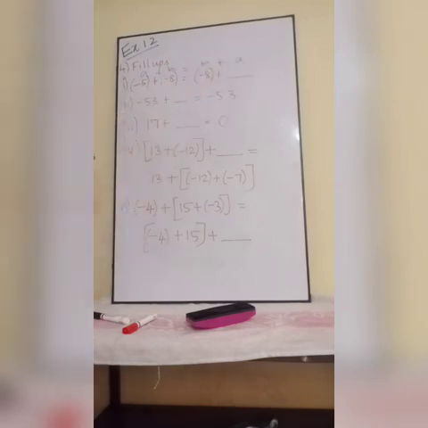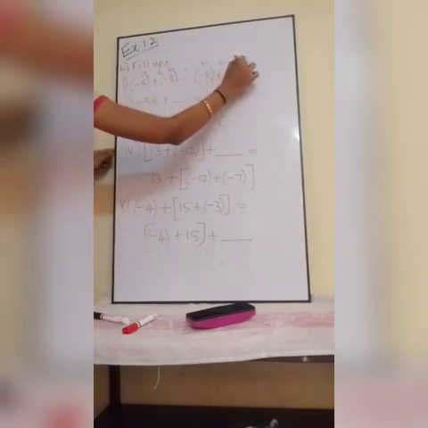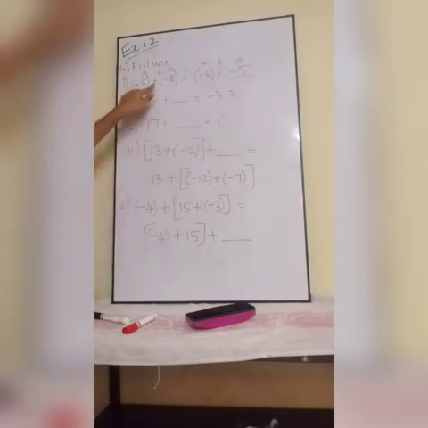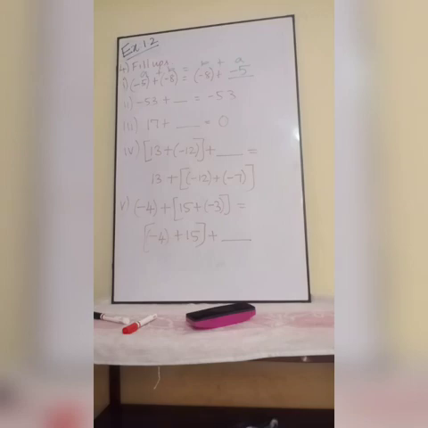Minus 5 plus minus 8 equals minus 8 plus blank. It looks like A plus B equals B plus A. What is the A value? Minus 5. So minus 5 plus minus 8 is equal to minus 8 plus minus 5. What property is it? Commutative property of integers under addition.